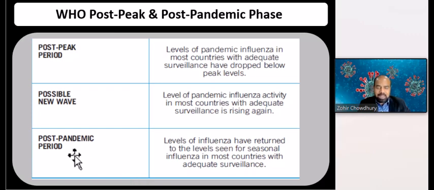In the post-pandemic period, influenza disease activity will have returned to levels normally seen for seasonal influenza. It is expected that the pandemic virus will behave as a seasonal influenza A virus. At this stage, it is important to maintain surveillance and update pandemic preparedness and response plans accordingly. An increased phase of recovery and evaluation may be required.